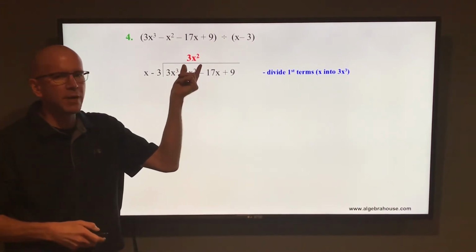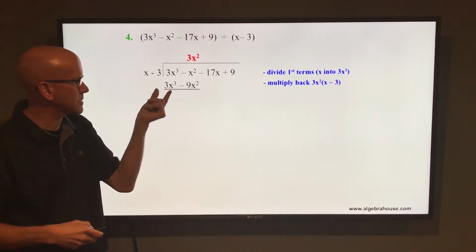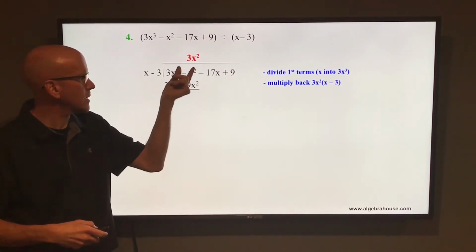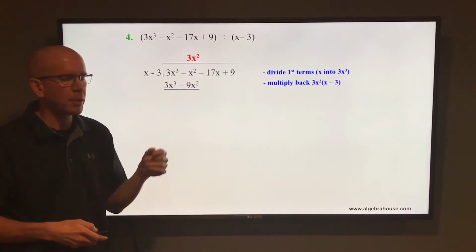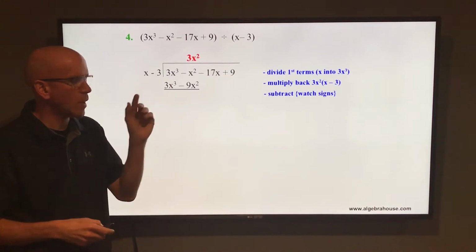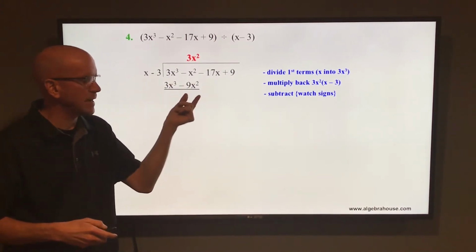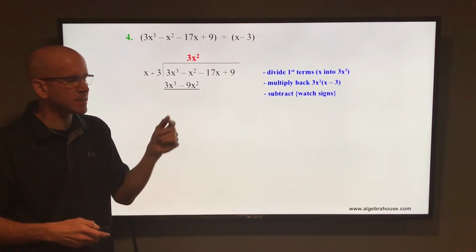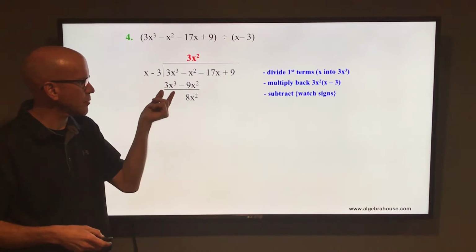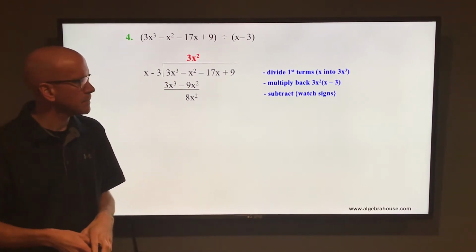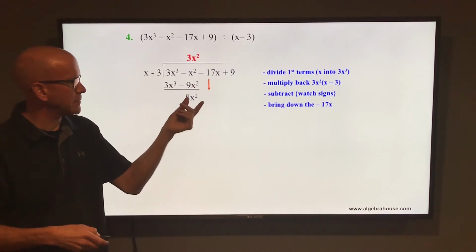Once you get that term up top, multiply back with the distributive property. 3x squared times x is 3x to the third, and 3x squared times negative 3, that is negative 9x squared. After you multiply back, then you subtract. Watch your signs on the subtraction. Negative x squared minus a negative 9x squared, that'd be negative x squared plus 9x squared, and that is 8x squared. 3x to the third minus 3x to the third, that's just 0. After you subtract, bring down that next term, so bring down that negative 17x.